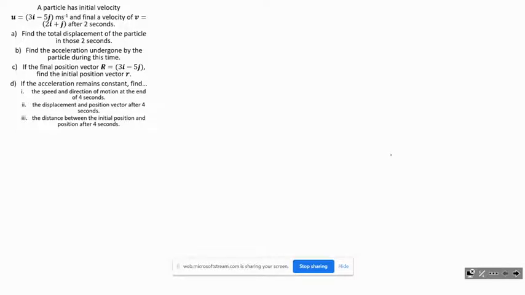A particle has initial velocity u = 3i - 5j meters per second, and a final velocity of v = 2i + j after 2 seconds. So what I'm going to do, I'm going to take this information generally through the question and take the acceleration to be constant, because this only works if you have a constant acceleration here.